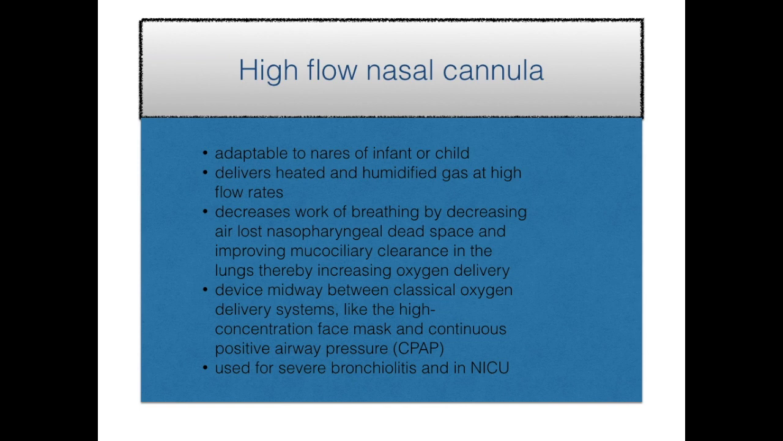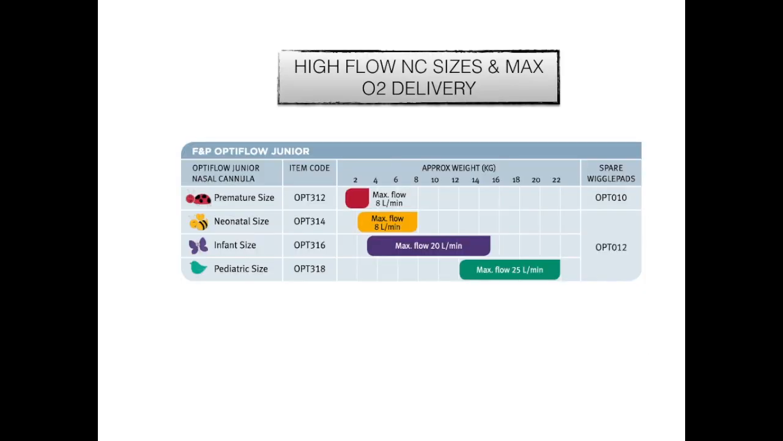In doing so, it decreases the work of breathing, and it does this by decreasing the amount of air that's lost through the dead space in the nasopharyngeal area. It also increases the mucociliary clearance that's in the lungs and ultimately delivers more oxygen. This device is midway between the classical delivery systems for oxygen, like the high concentration face mask, and use of a CPAP. On this slide, you can see that, based on the size, the maximum flow in liters per minute that the high-flow nasal cannula can deliver.